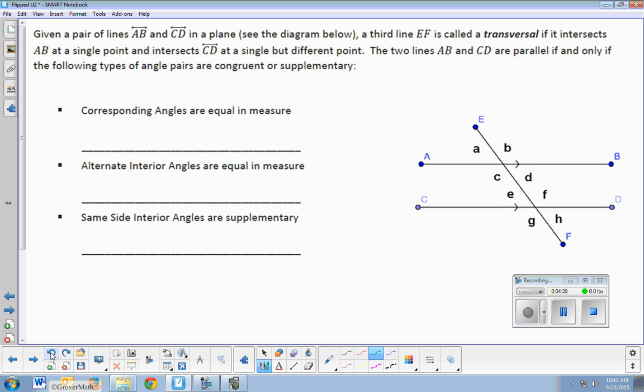We have vertical angles here, right? B and C are vertical angles, and G and F are vertical angles, and A and D are vertical angles, and E and H are vertical angles. But since B and C are congruent because they're vertical, and C and F are congruent because they're alternate interior, and G and F are congruent because they're vertical angles, all four of these angles are the same measure, and we have a zigzag pattern happening there.